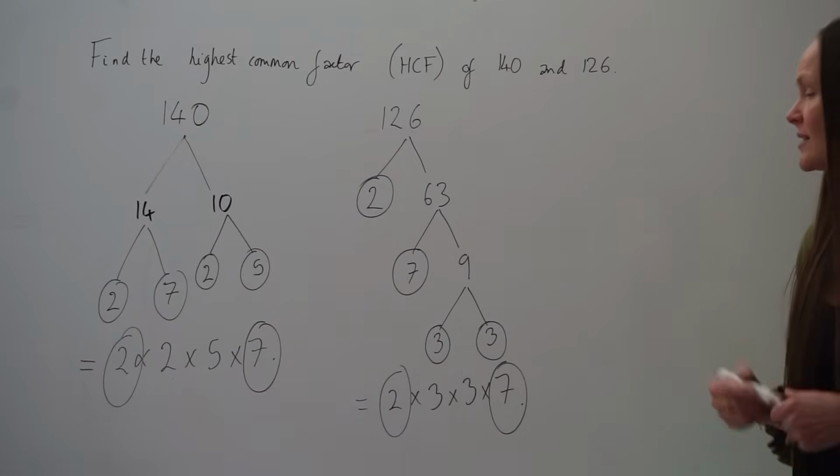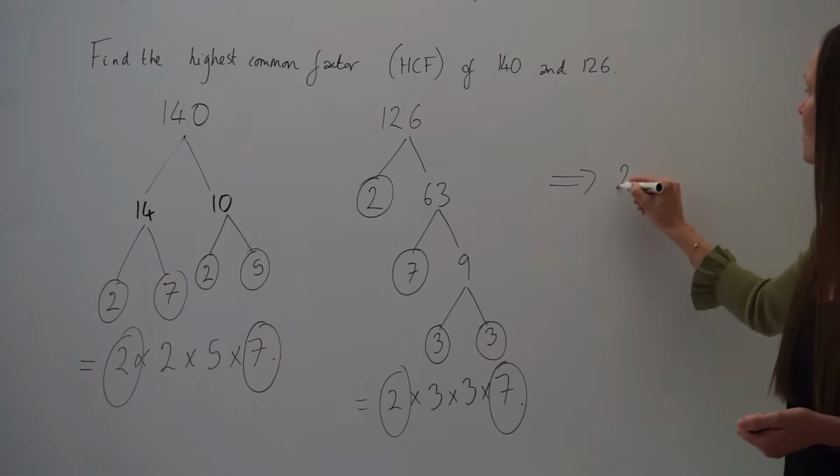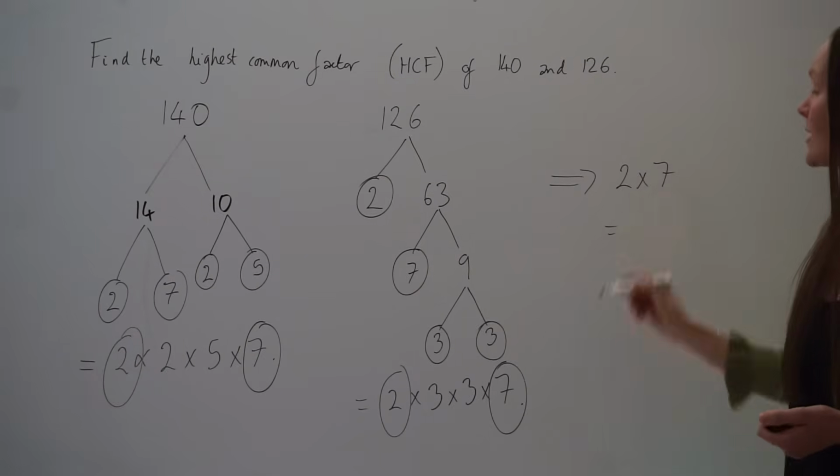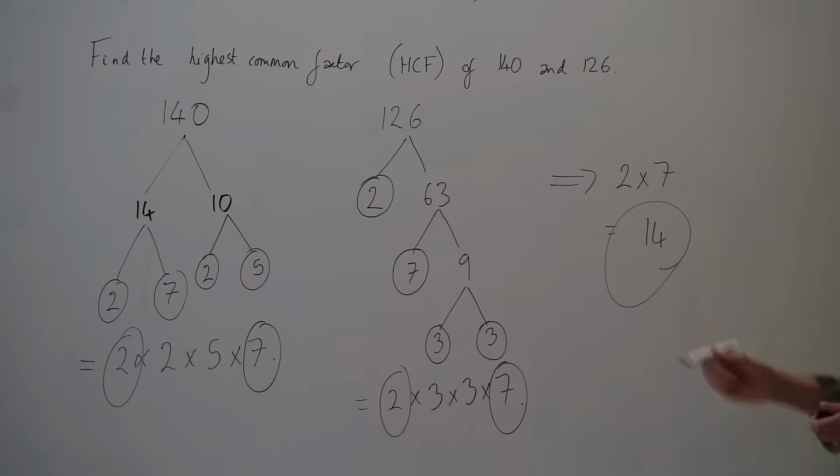So what you have to do is take the common numbers, so 2 and 7, and multiply them together. Okay, and 2 multiplied by 7 is 14. So that is the highest common factor.